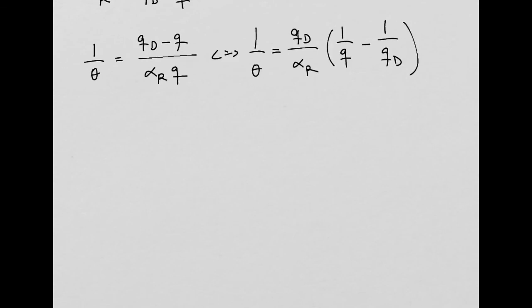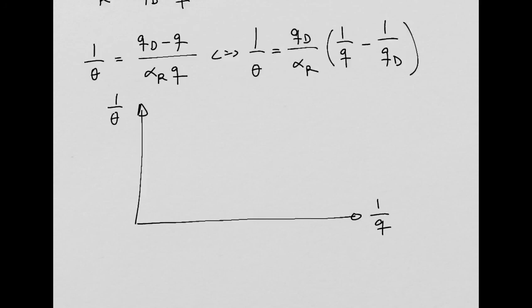So I can say, if I try to plot, and now this is the important bit, if I have 1 over q in the horizontal axis, and in the vertical axis 1 over theta, I will have the equation of a line, which is this one. Okay?